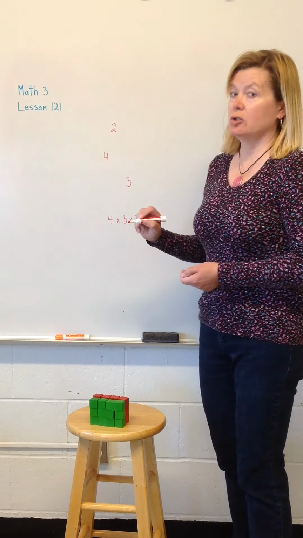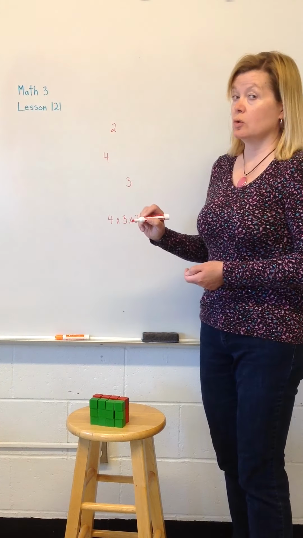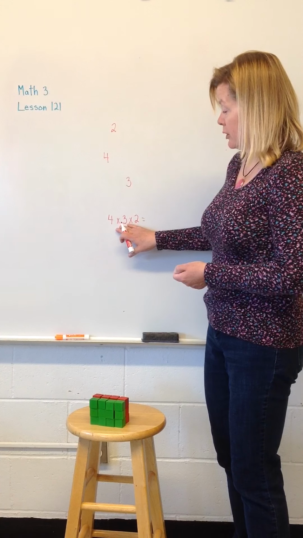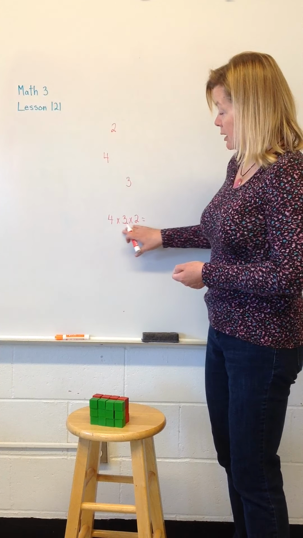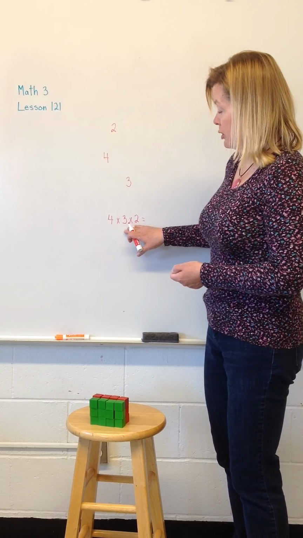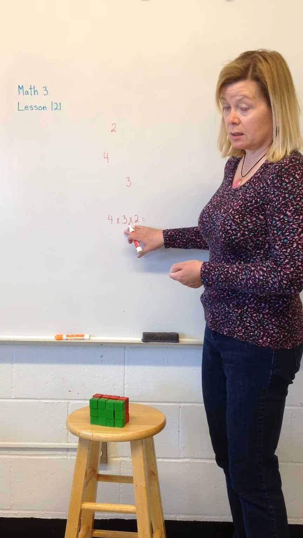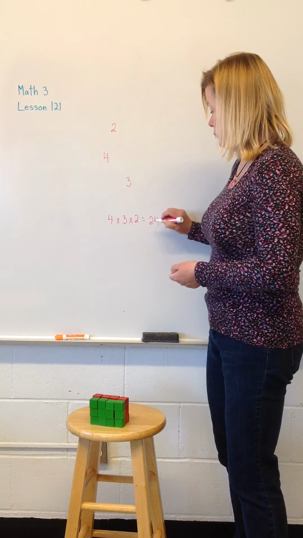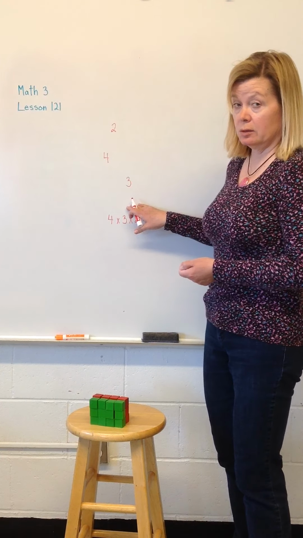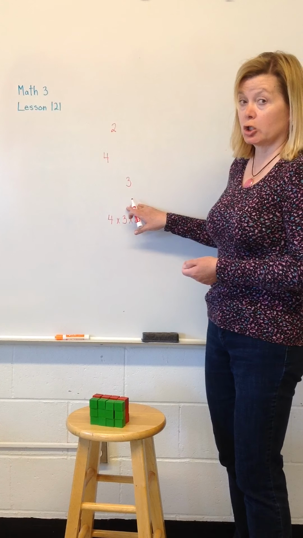Now remember, we get to choose which numbers we multiply together first. You might find that multiplying 4 times 3 together first, and then multiplying by 2 works better. I think it's a little easier to multiply 3 times 2, which equals 6 times 4, 24. Remember to write your answer. Volume equals 24 cubes.